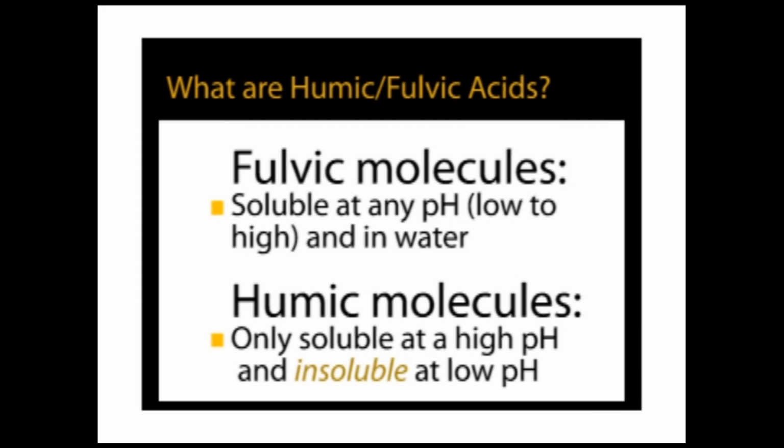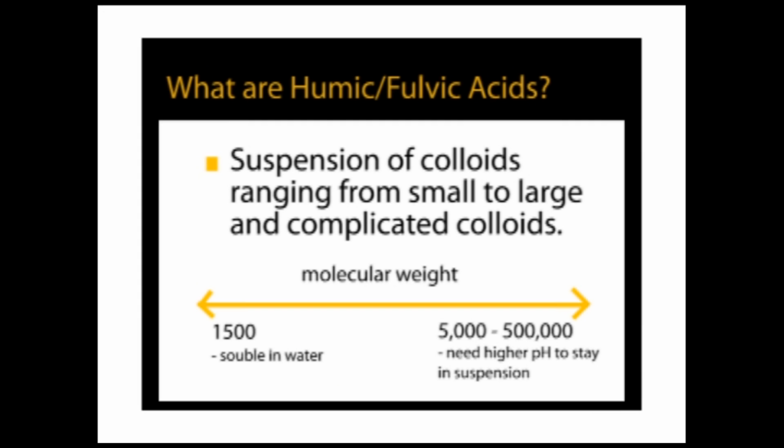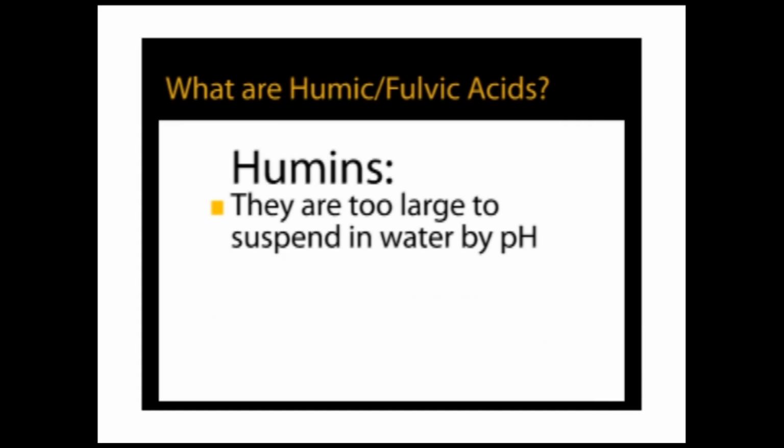This definition is what the industry uses, but it is actually vague. It is better to think of a suspension of colloids ranging from the very smallest to larger and complicated colloids. The smaller ones, fulvic, are small enough that they are actually soluble in water. The larger humic colloids need the pH to be higher to stay in suspension. Humins also cause some confusion in the industry. However, for the sake of definition, they are too large to suspend in water by pH.